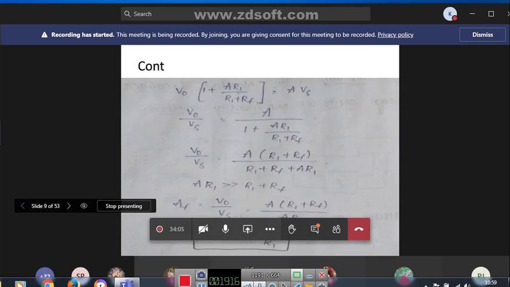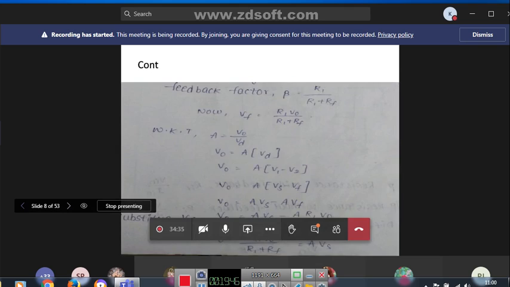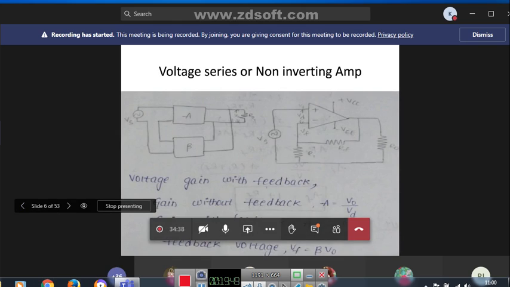So then what is the gain with feedback? A cancels, so we can write 1 plus RF by R1. So that is the gain with feedback. Gain with feedback equals 1 plus RF by R1, in the voltage series negative feedback amplifier with op amp. In the voltage series or non-inverting amplifier, the gain with feedback is 1 plus RF by R1.